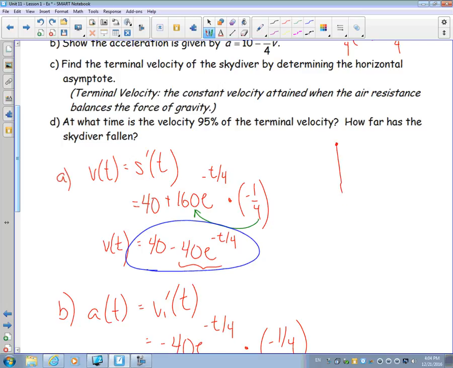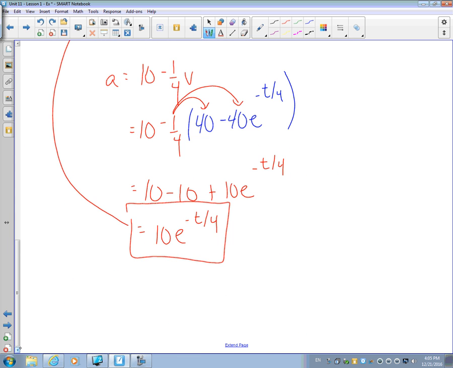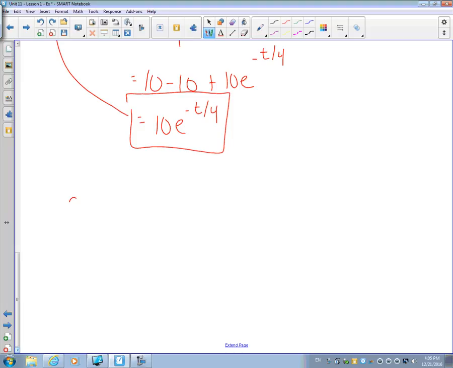Well, that means we start at this speed and eventually we level off. You can only fall at a certain speed. It's called the terminal velocity. It's as fast as it ever gets. Okay, so to do this, we need to figure out, they give us a hint here, horizontal asymptote. How do we find horizontal asymptotes?